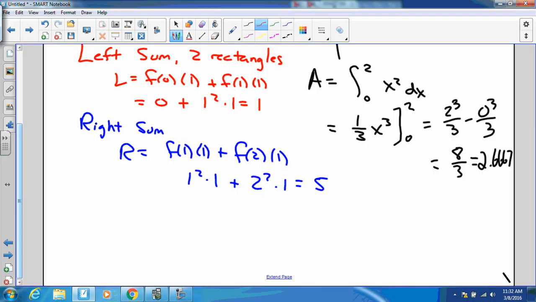All right. How about the trapezoidal sum? Now, one way we could do the trapezoidal sum, since we've already done the left and right, is just to do left plus right over 2. So this is one option for us for computing the trapezoidal sum. If we've already done the hard work of left and right, then we get 3. How does 3 compare to our 2.666? That's not bad. That's not bad at all.